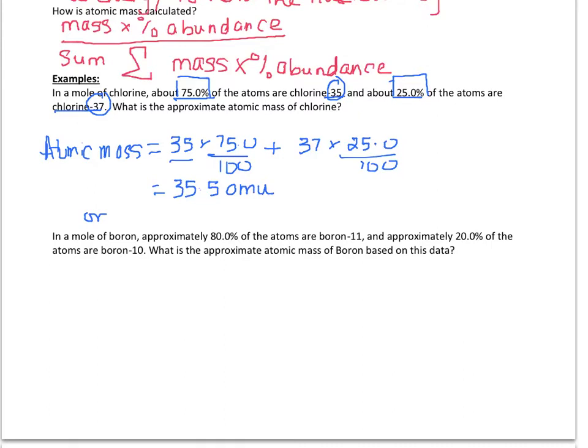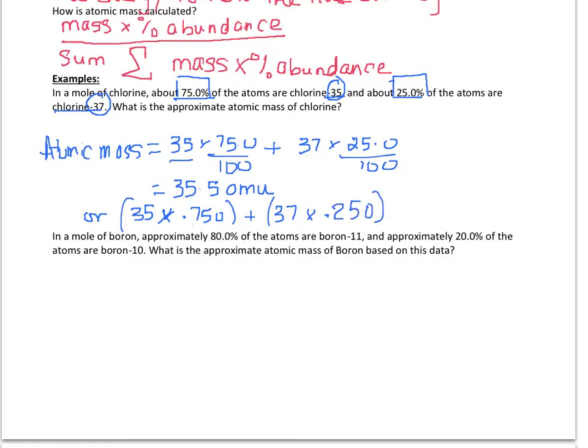Or there's another way you can do it. It's the same principle, but you need to be careful. We could decimalize the percentage. That is, we take 35 multiplied by 0.750. So we've decimalized our percentage, plus 37 times 0.250. And we'll get the same answer.